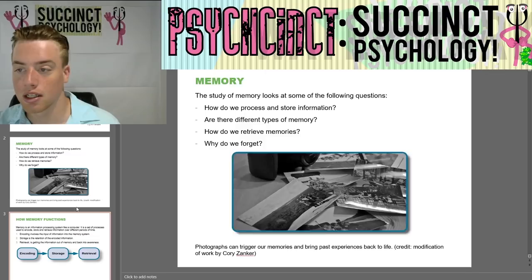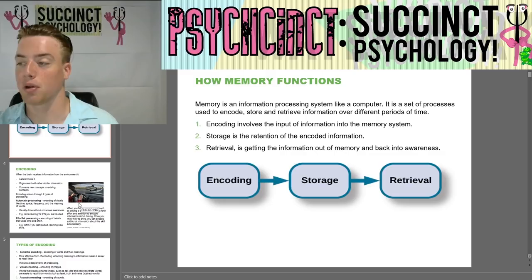So, how memory functions. Memory is an information processing system like a computer. It is a set of processes used to encode, store, and retrieve information over different periods of time. So, encoding involves the input of information into the memory system.